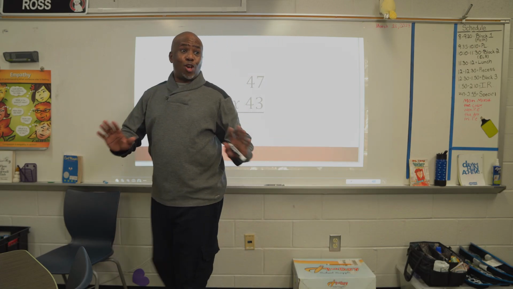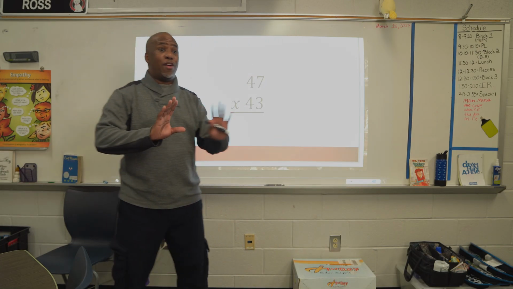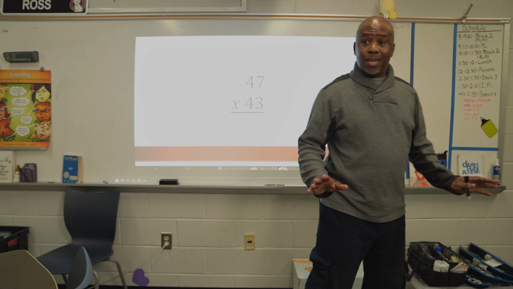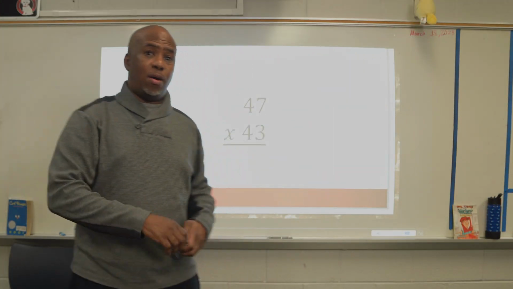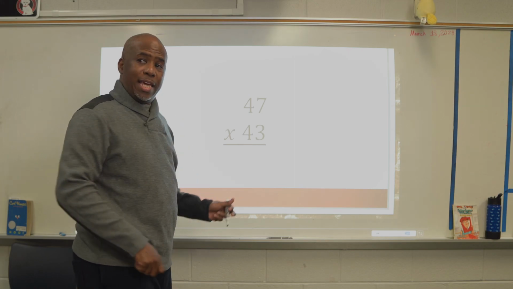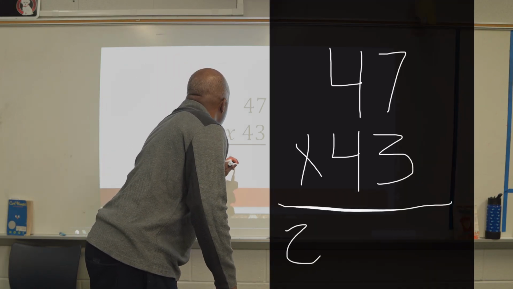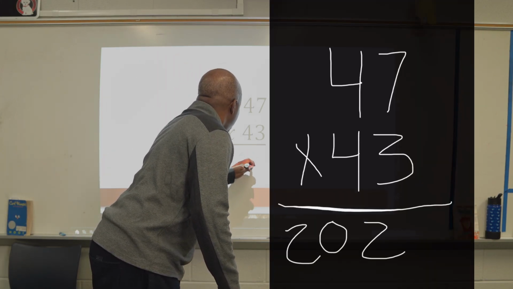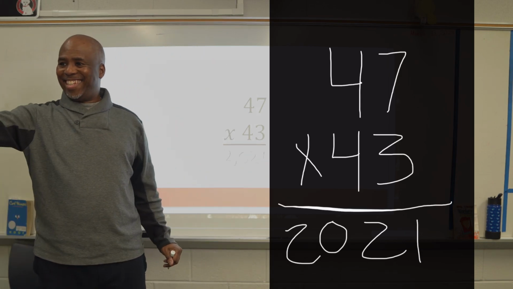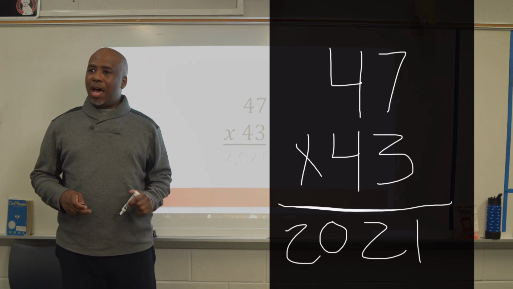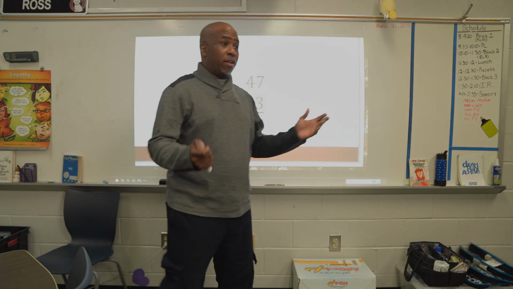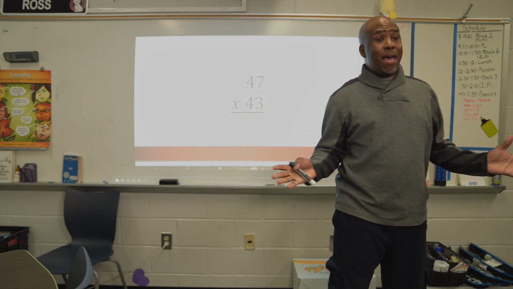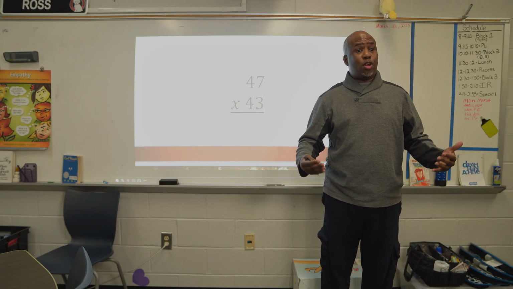Class, I saw some great work. I saw different strategies. I wasn't necessarily checking for the correct answer, but let's cover that now. Did everyone get 2021? Excellent job. Standard algorithm, area model, the method of doubling or halving. Either method that you do, you should get the correct answer.